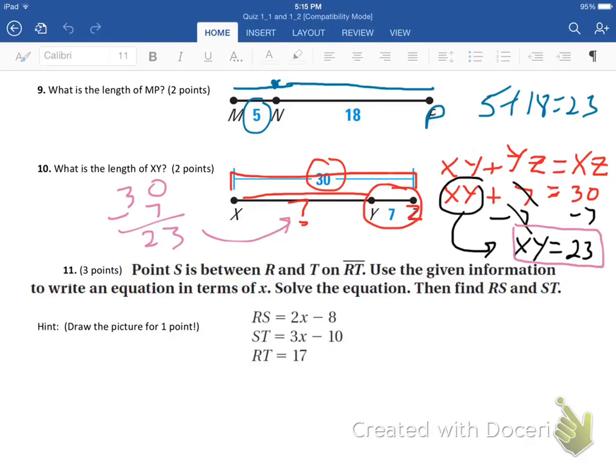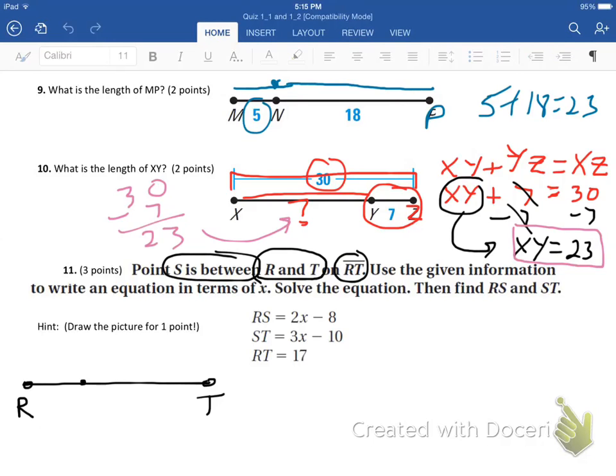Okay, number 11, it says point S is between R and T. So I need to draw R and T on the segment RT. So here's R, there's T, there's my segment, and it says between means basically somewhere on that segment. It's got to be collinear. So I chose to put it right there as S. I don't know if it's in the middle or not, but I do know it's somewhere on it. Okay? Now here's the given information. I'll write this in red.